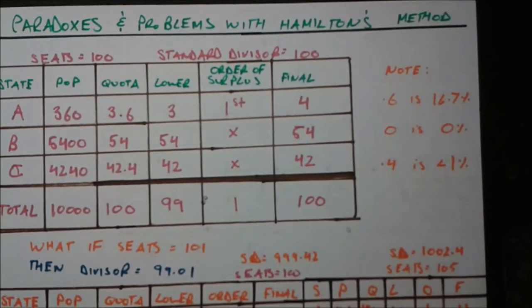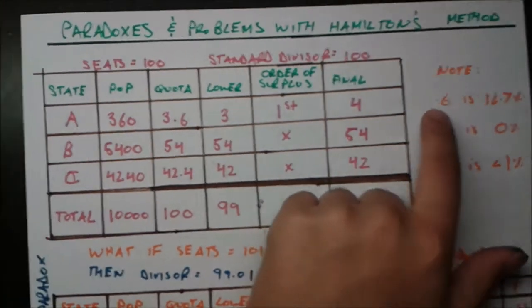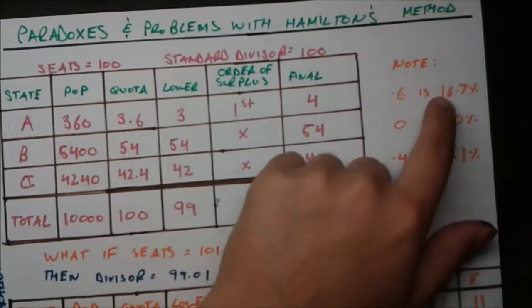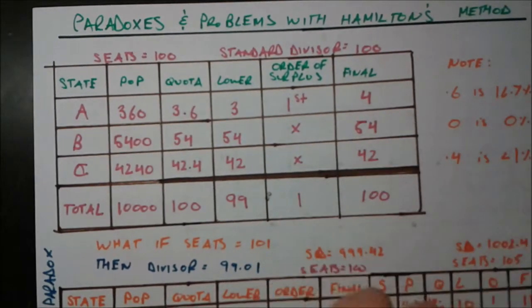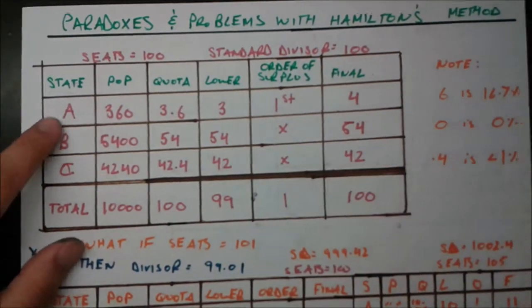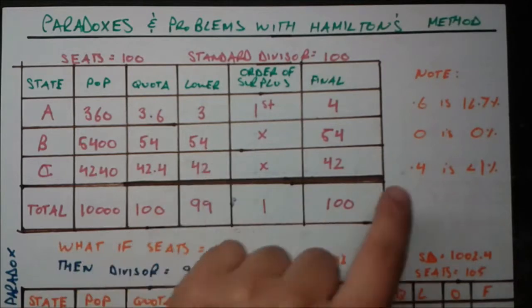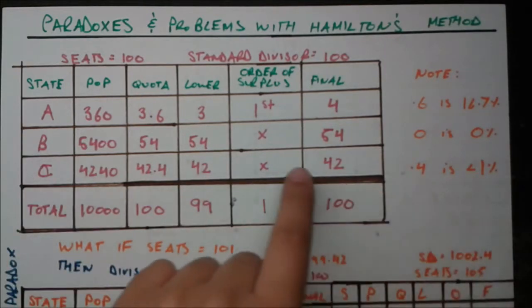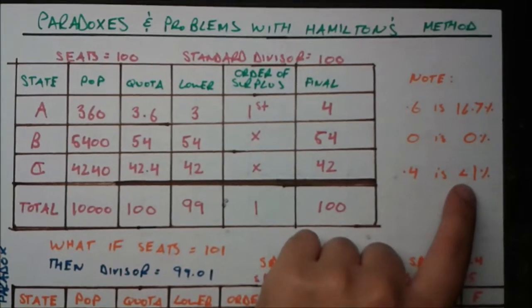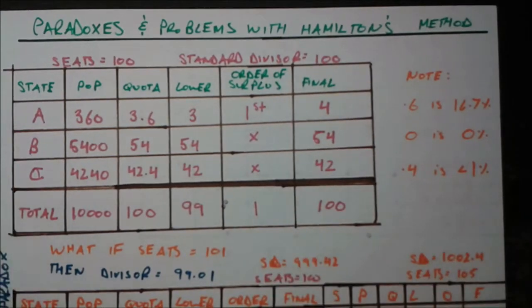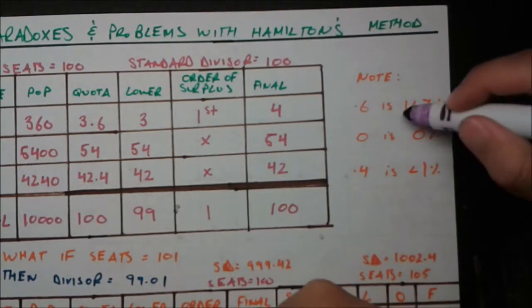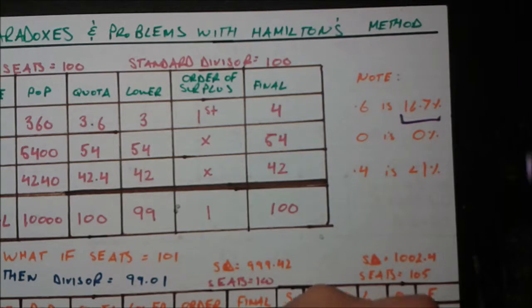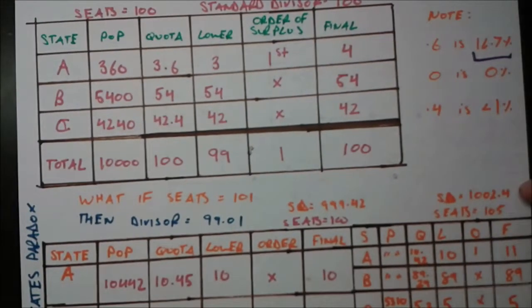Now let's note something really fast before we see why we're going to find a paradox here. Note that this 0.6, this residue right here, is 16.7%. It represents 16.7% of the population of A. This residue here, which was 0, represents 0% of the population of B. And this residue here, 0.4, represents less than 1% of the population of C. So in this case, even though it is kind of by luck, it's a very good thing that A got the extra seat, because they're the ones who needed it the most. The residue counted for most of their population. So this is good. But now here's where things start to get bad.